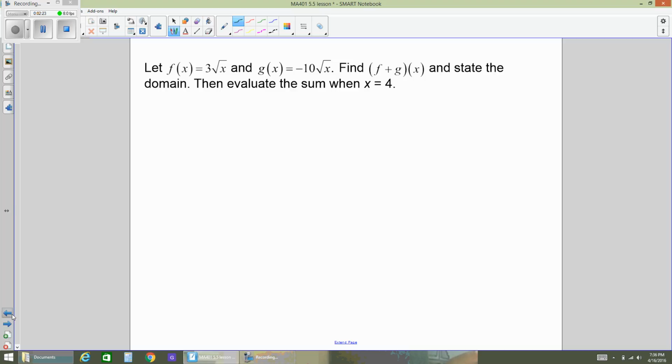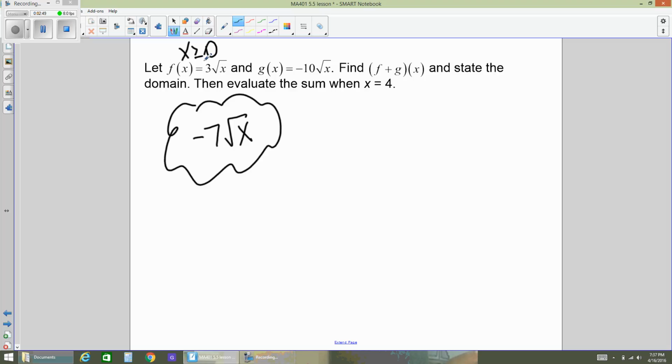Okay, well, it's rad x, the other one is rad x, so we are allowed to combine our like terms. That's like saying 3 markers minus 10 markers. So I get negative 7 radical x. Okay, now let's state the domain of that. The domain of your f function is all of your x values that are greater than or equal to 0. The domain of your function for g is all of the x values greater than or equal to 0. We didn't have any division, so it's just x values greater than or equal to 0.